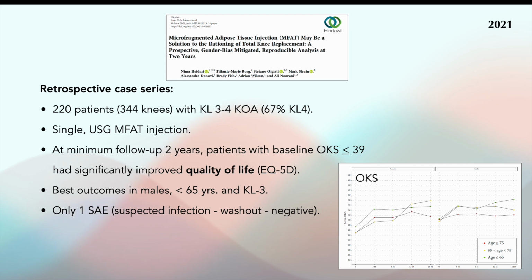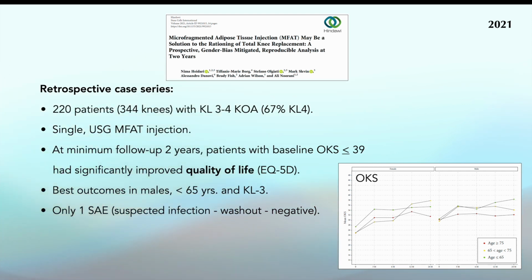Dr. Haidari and others looked at 220 patients, 344 knees, with most of them being severe, presenting to an orthopedic clinic, and after a single MFAT injection at a minimum of 2-year follow-up, showed that patients who had had a baseline Oxford knee score of less than or equal to 39 were more likely to have significantly improved quality of life. And they found that the best outcomes were in younger males with moderate disease.